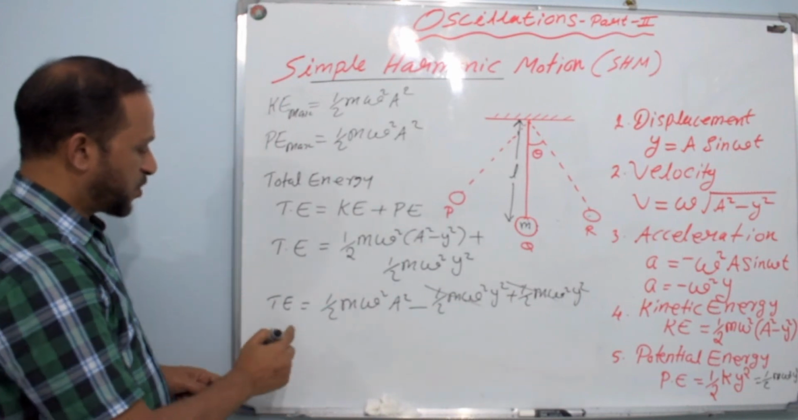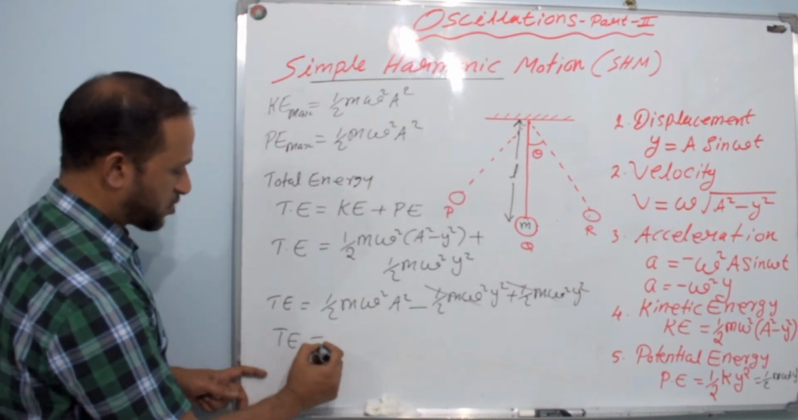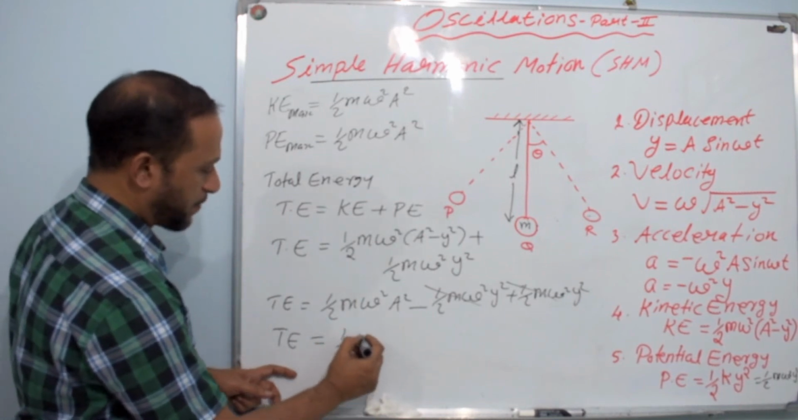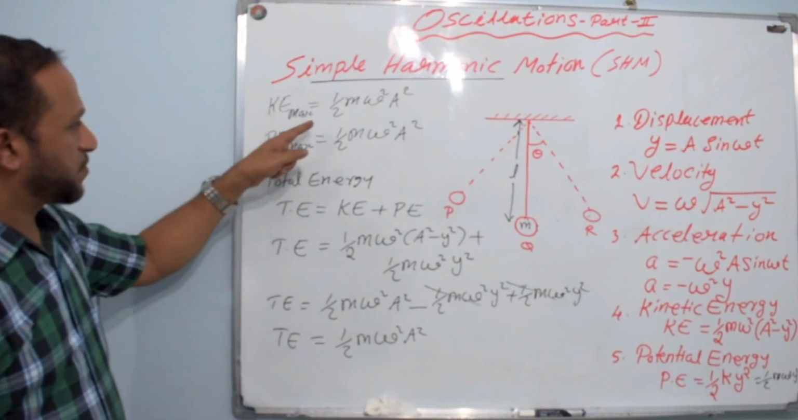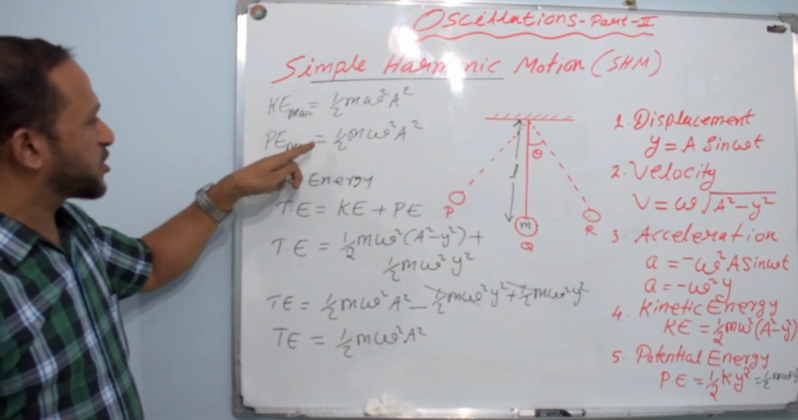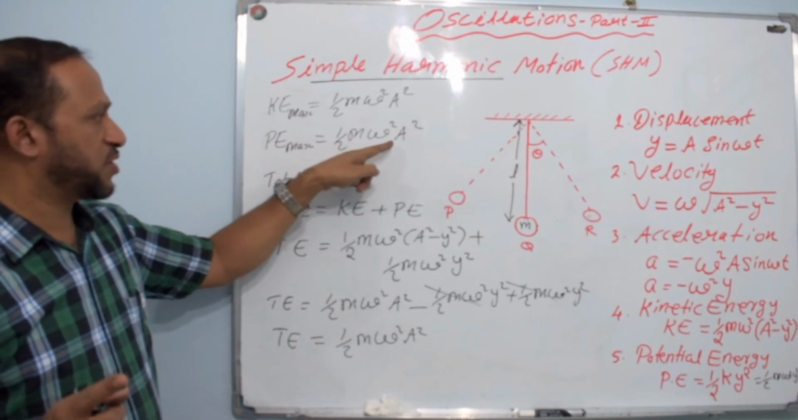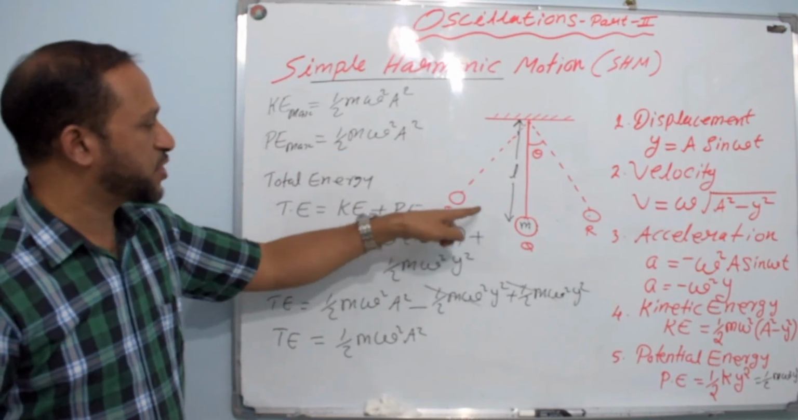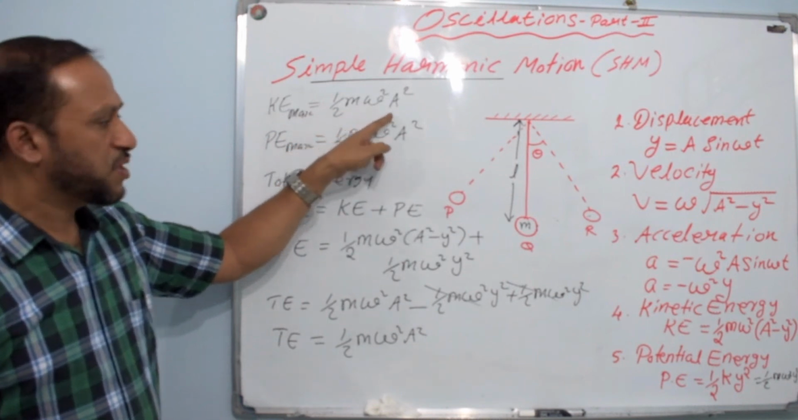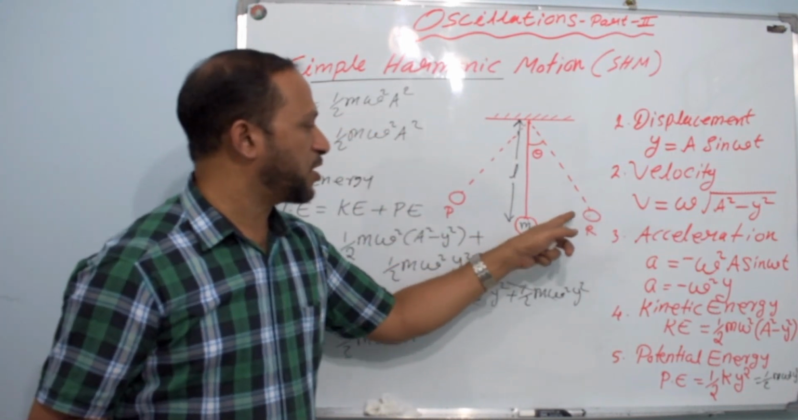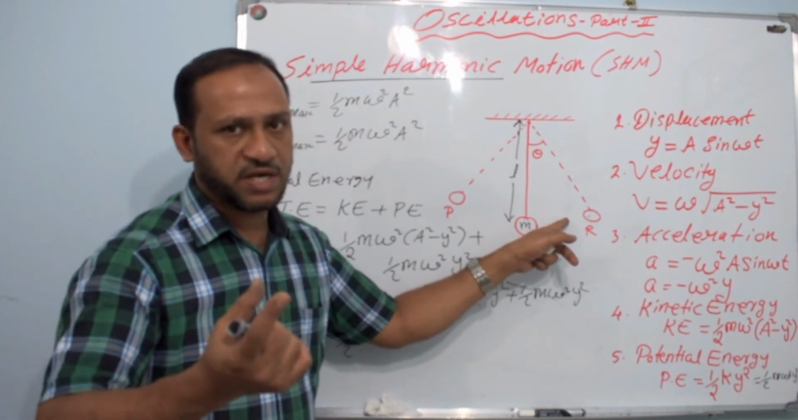What is remaining here? Total energy is equal to half m omega square a square. At the extreme point, the maximum potential energy is half m omega square a square. At the mean position, maximum kinetic energy is half m omega square a square. In between the extreme point and the mean position, there is both potential energy as well as kinetic energy.